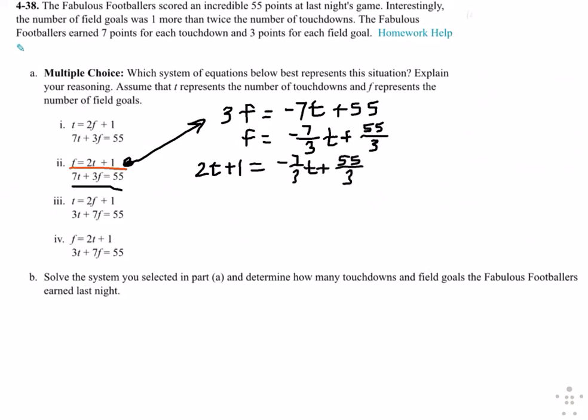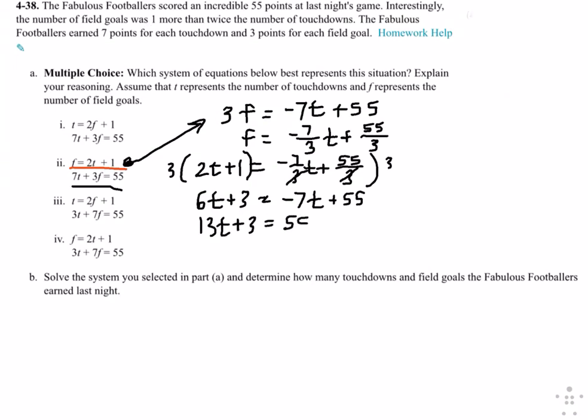Now I'm going to multiply both sides by 3 because I want to get rid of those fractions. So I'm going to multiply this by 3 and get 6t plus 3. And then multiply this by 3, right? And that's going to cancel out those. So I have negative 7t plus 55. So now we add 7t to both sides. So that's 13t plus 3 equals 55.